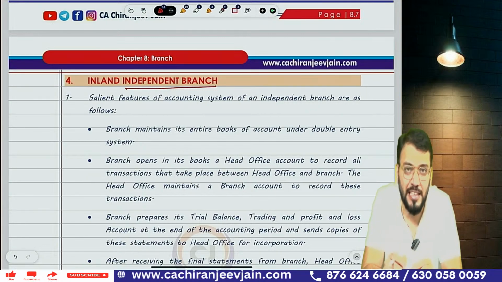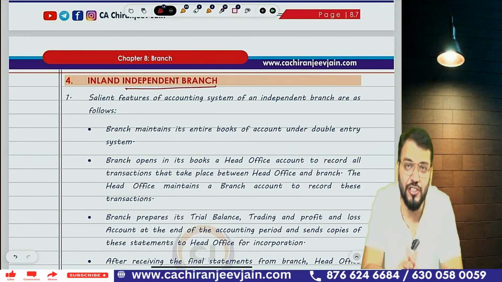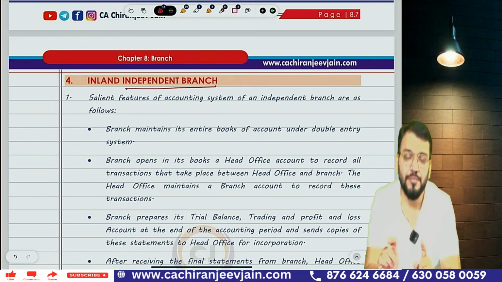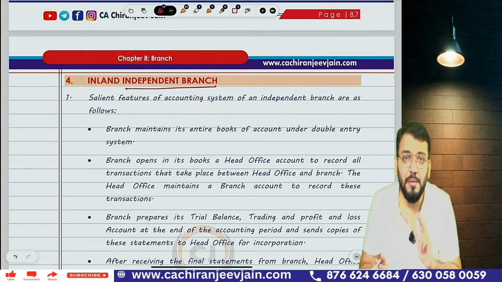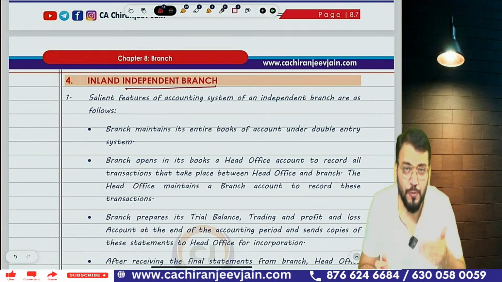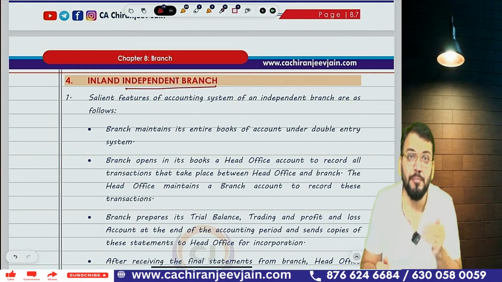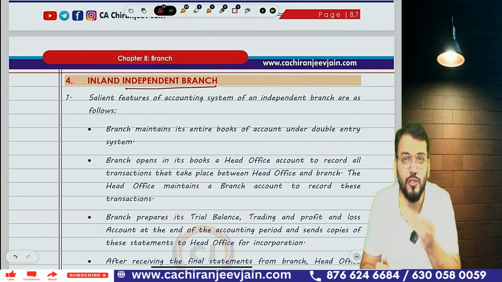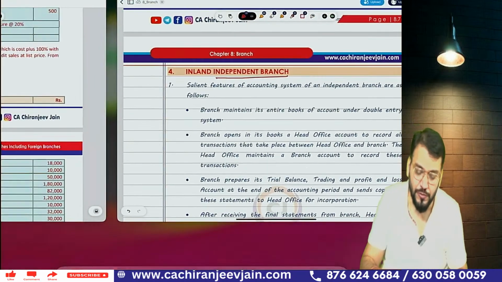Now, whenever there is an independent branch, it means the head office will maintain their own books of account and the branch will maintain their own books of account for their transactions. For any transaction between head office and branch, they will maintain one account. In the books of head office, for any transaction with the branch, they will maintain a branch account. And in the books of branch, for any transaction with head office, they will maintain one head office account. Got this point? What I want to say?